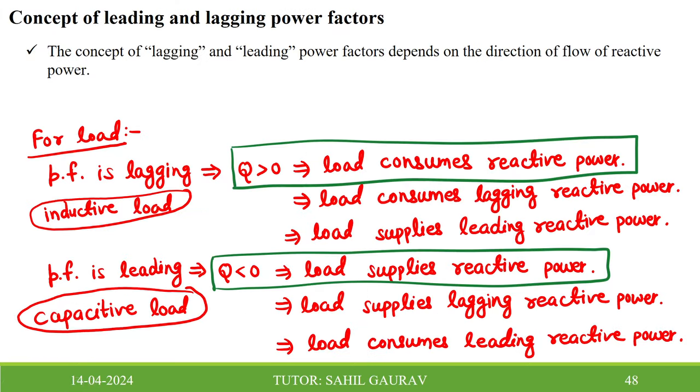Now the concept of leading and lagging power factors depends upon the direction of flow of reactive power. For a load, if the power factor is lagging, that means an inductive load, Q is positive, and the load consumes reactive power. If it consumes lagging reactive power, then vice versa, it supplies leading reactive power. If the power factor is leading, that means a capacitive load, and Q is negative, and the load supplies lagging reactive power, and vice versa, on the contrary, the load consumes leading reactive power.